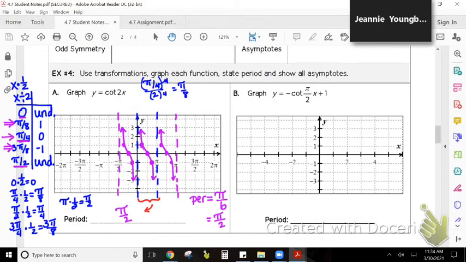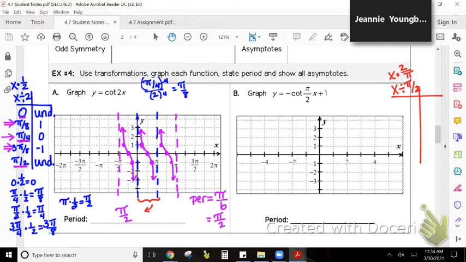All right, we're ready to do B? So we're looking at cotangent. Is there anything that's going to affect my x's? That pi over 2. So what are we going to do to our x's? We'll divide them by pi over 2. We're going to divide by the pi over 2, which means the same as multiplying by what? 2 over pi.